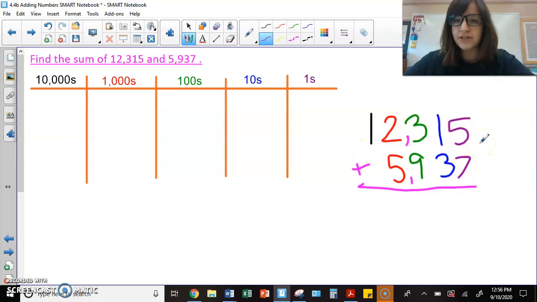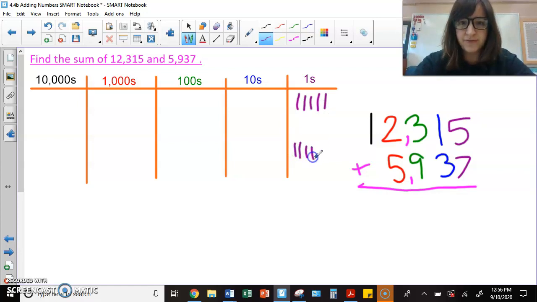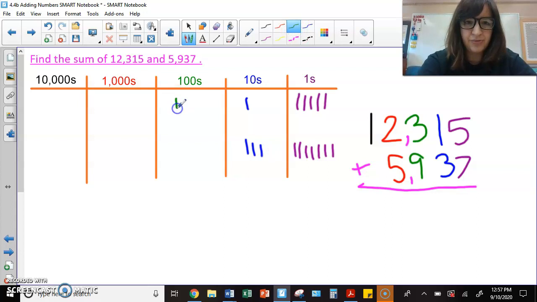So when I'm looking at the ones place, I see 5 ones here. So 1, 2, 3, 4, 5. And I see 7 ones here. 1, 2, 3, 4, 5, 6, 7. Okay? Over here in the tens place, I have 1 ten in my top number, and I have 3 tens in my bottom number. In my hundreds place, I have 3 hundreds in my top number, and I have 9 hundreds in my bottom number. So that's 5, 6, 7, 8, 9.